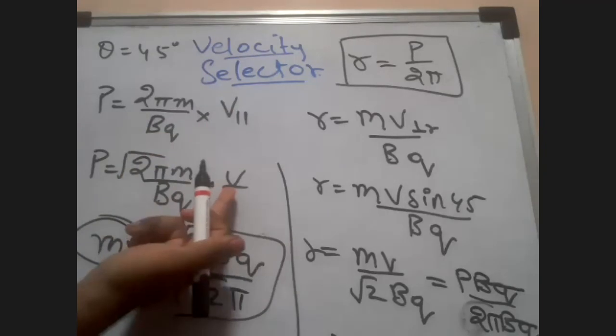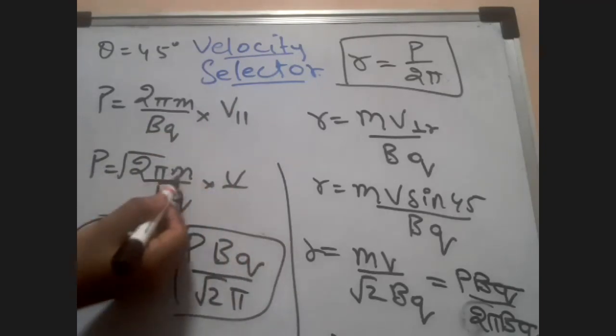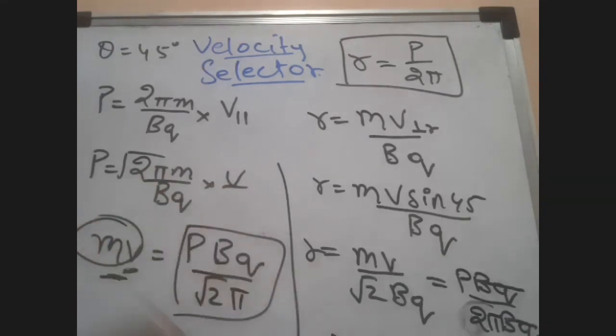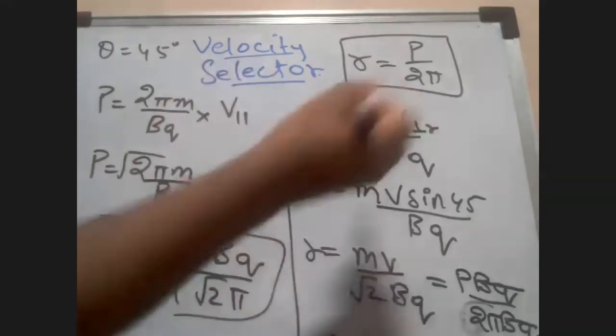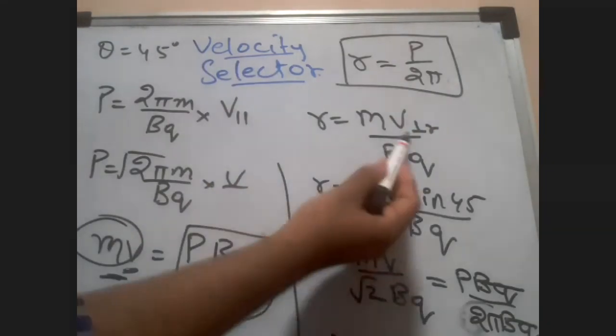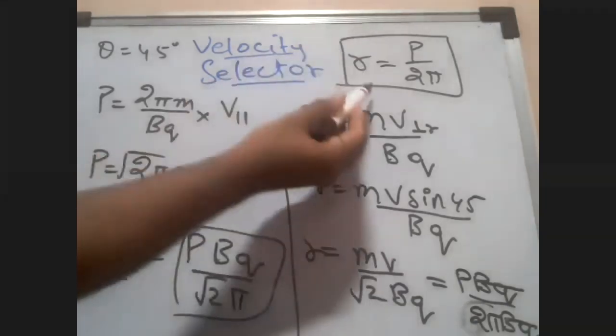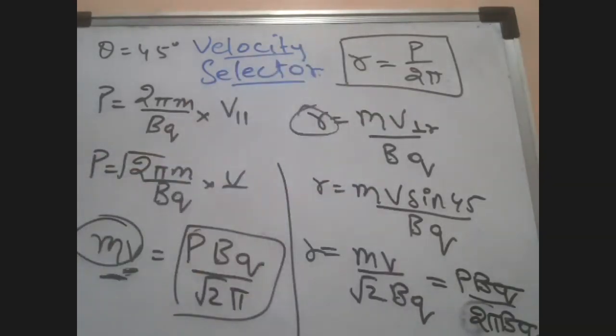You came to know V by root 2 is the answer. You cancelled it here. You got M. Then I found out MV in terms of the pitch. Now I found out the radius, that is R is equal to MV perpendicular upon BQ. V perpendicular is V sin 45, sin 45 is 1 by root 2. Simply substitute the value of MV in terms of pitch because I wanted the radius in terms of pitch. This is the simple analogy that I've used. That's it. We got R is equal to P by 2 pi. Okay.